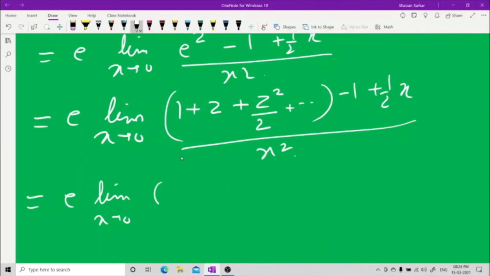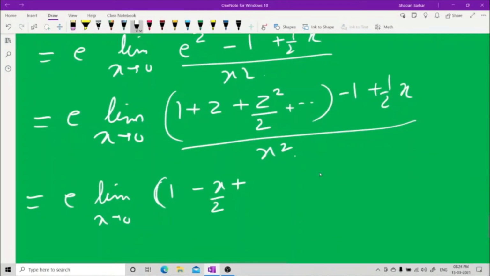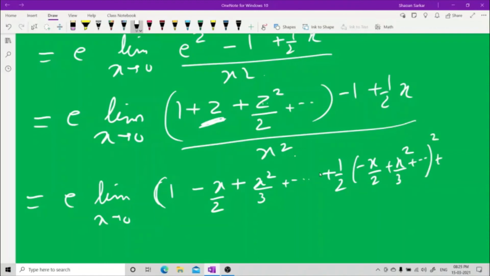Limit x tending to 0, 1 plus z, wait a minute, what did I write z as? Let me see. z is minus x by 2 plus x square by 3 minus x cube by 4 and so forth. This is z. Then plus half z square, that is minus x by 2 plus x square by 3 and so forth, whole square, and then plus like this. Then minus 1 plus half x upon x square.